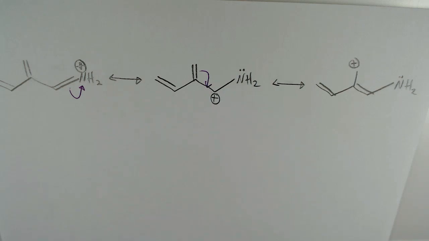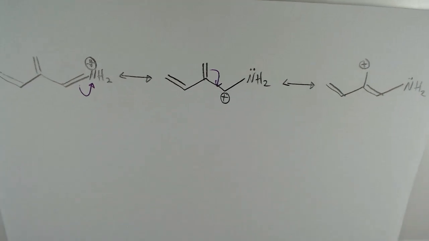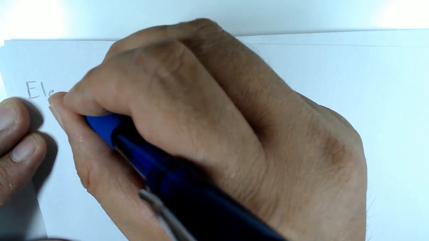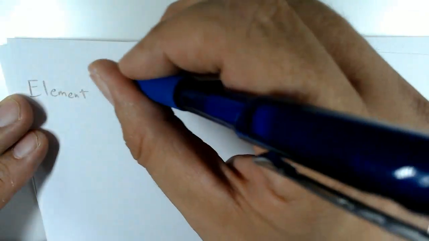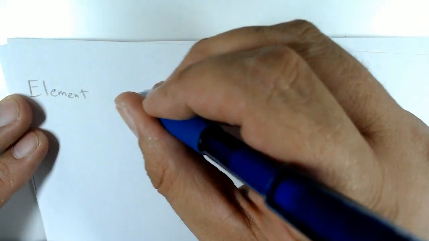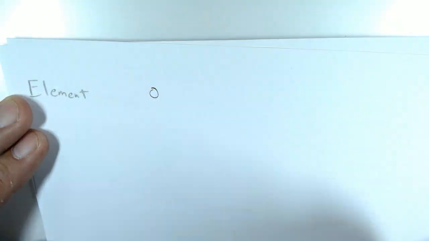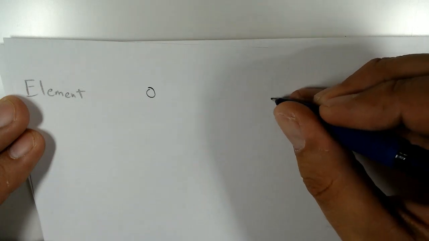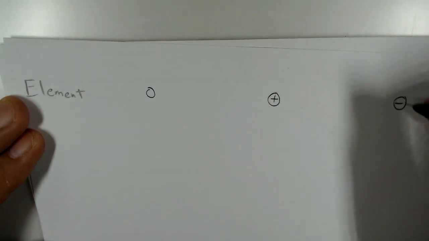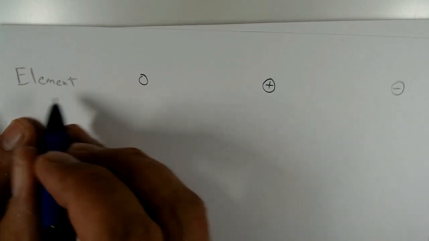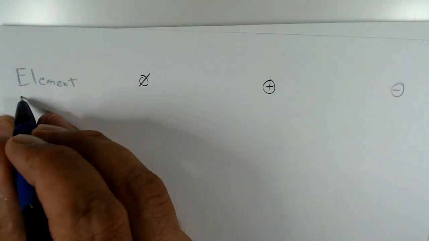So let's go ahead and make that table now of the formal charges, just so you guys start becoming pros at this. I think we'll say element over here. And then this part here is going to be formal charges. So we'll say formal charge is zero, and then we'll take a look at plus one and minus one. Just make sure that's clear, that's a zero there.